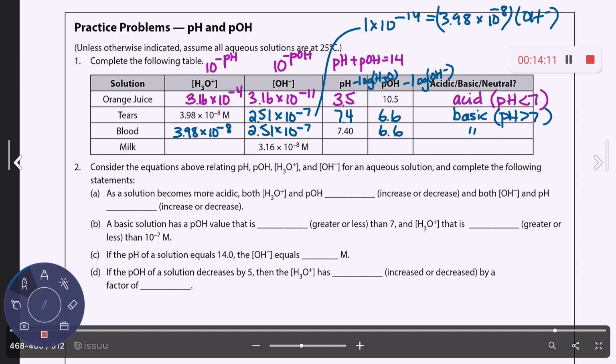What'd you get? So you did 1 times 10 to the negative 14 equals hydronium times 3.16 times 10 to the negative 8. You got what for the pH? Okay. And then what'd you get for pOH? Do 14 minus 6.5. 7.5. This is an acid because the pH is less than 7. Hold on 1 second.